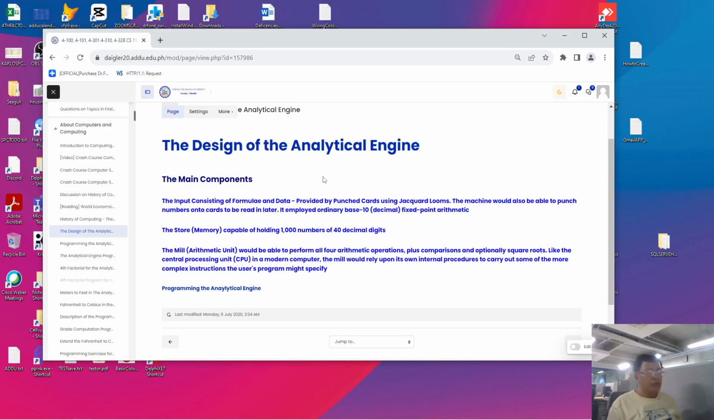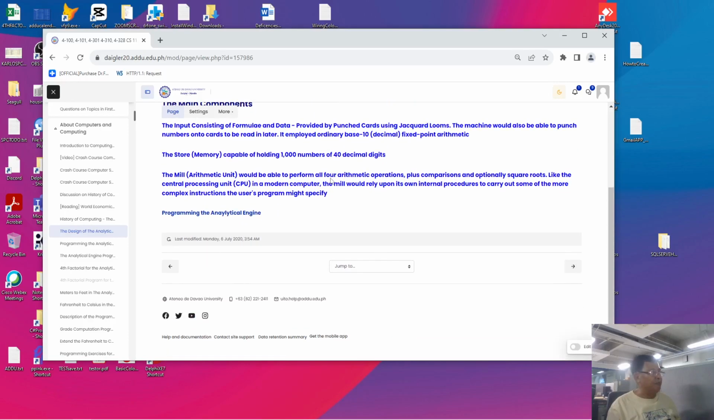The third component is called the mill, which is typical of our modern arithmetic logic unit and central processing unit. The mill would be able to perform arithmetic operations. It can also do comparisons and square roots. Like the central processing unit of a modern computer, it has its own sets of commands or internal procedures to carry out some of the more complex instructions specified by a user program.